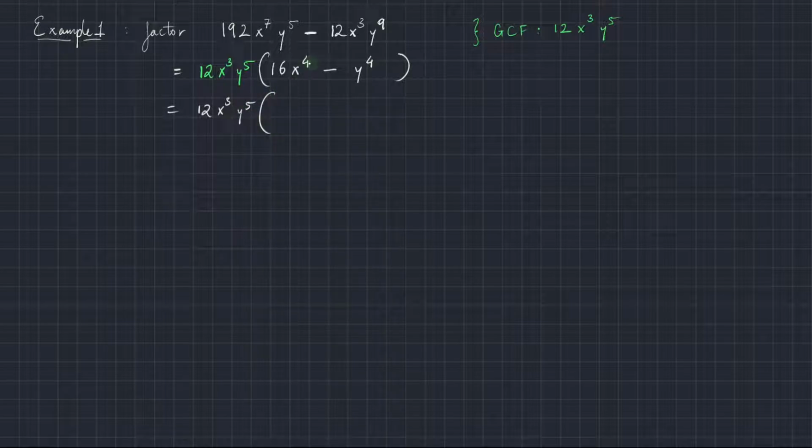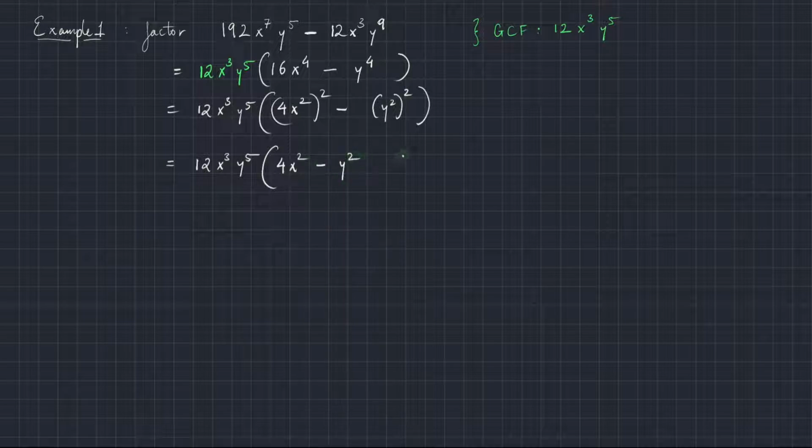16x to the 4 is the perfect square of 4x squared. And y to the 4 is the perfect square of y squared. And this takes up our standard form a squared minus b squared. Using the factoring formula, we have 12x cubed y to the 5, 4x squared minus y squared, 4x squared plus y squared. So are we done?